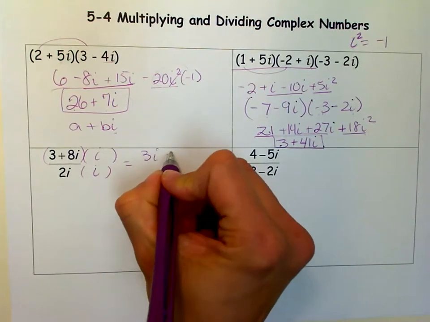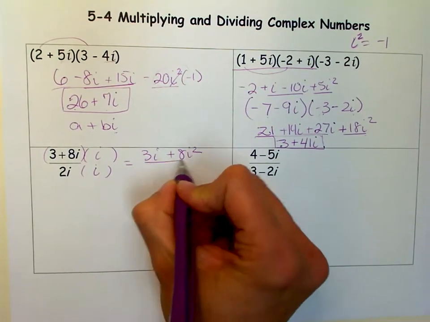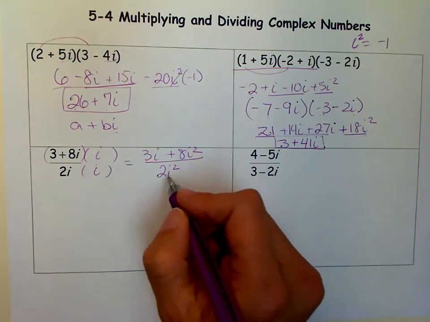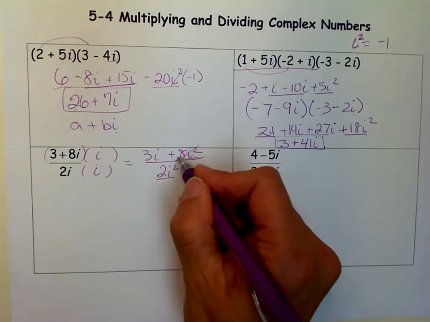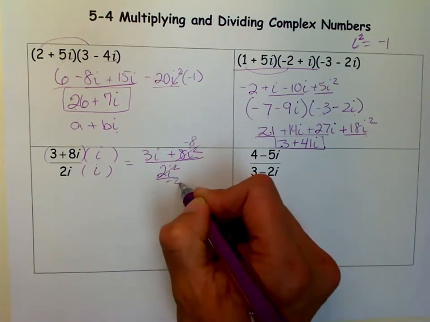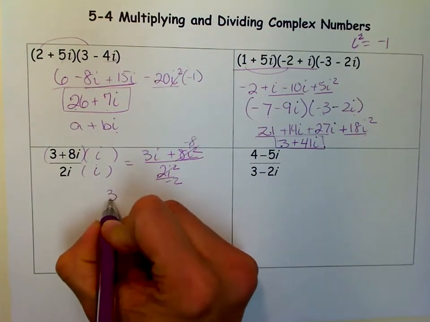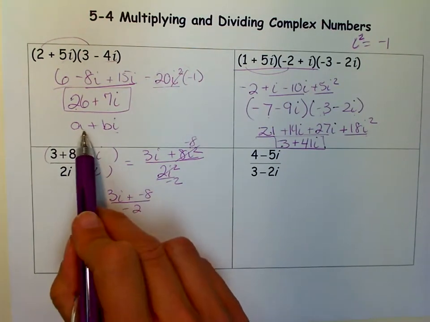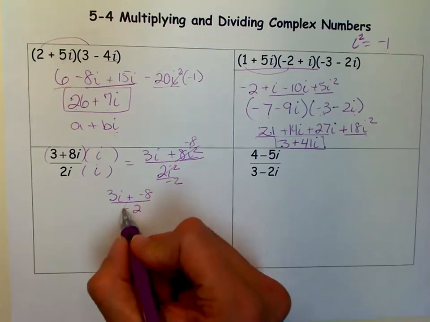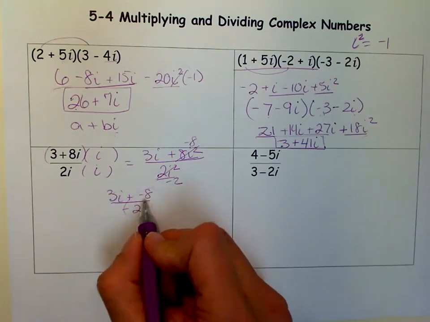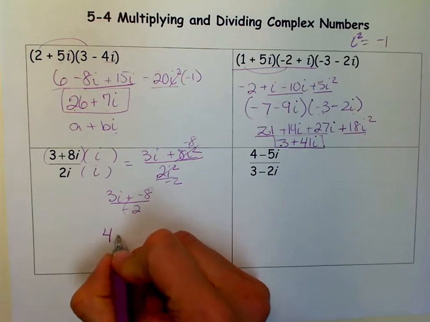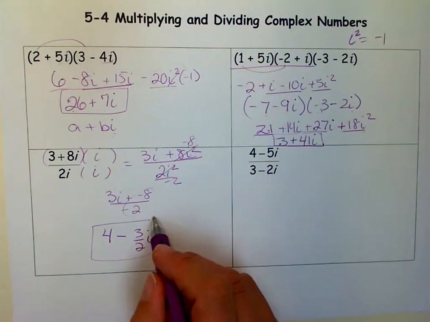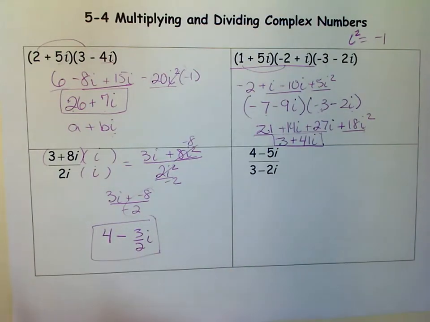So I'm going to get 3i plus 8i squared in the numerator, and I'm going to get 2i squared in the denominator. Remember, I have to simplify these i squared, so that becomes a -8, and that becomes a -2. So I end up with 3i plus -8 over -2. But remember, I want to write it in that standard form. So I want to write this separately from this. So -8 divided by -2 is a +4, and then I get a -3/2 i. So this is this guy simplified.